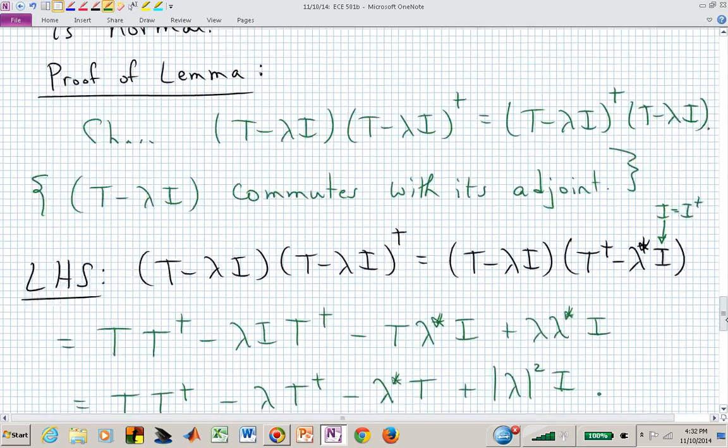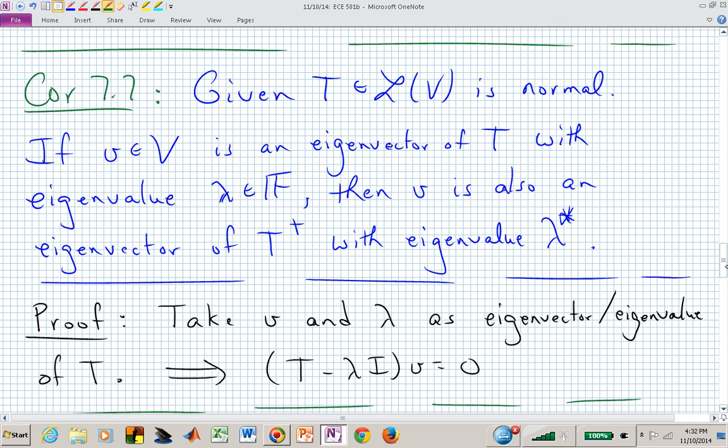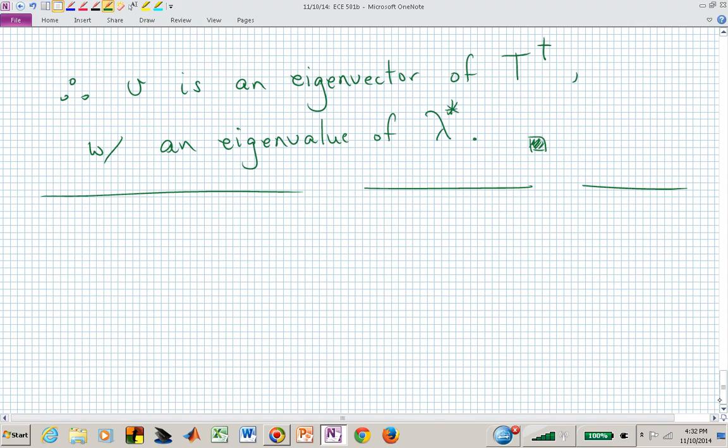That was Corollary 7.7. If T is normal, and you know its eigenvalues and eigenvectors, then you know the eigenvalues and eigenvectors of the adjoint of T. That's Corollary 7.7. Let's now look at the next piece, which was property B of our list, and that's Corollary 8 in Chapter 7. Again, let's start with a normal linear operator T.